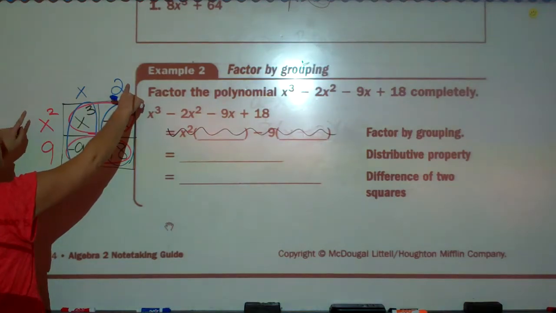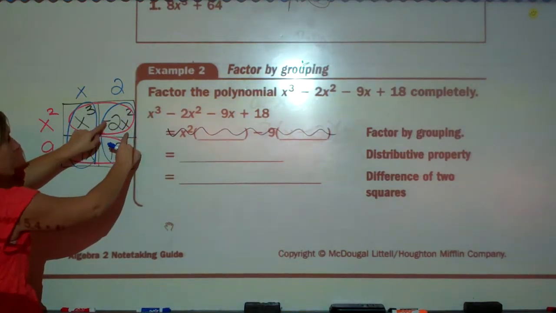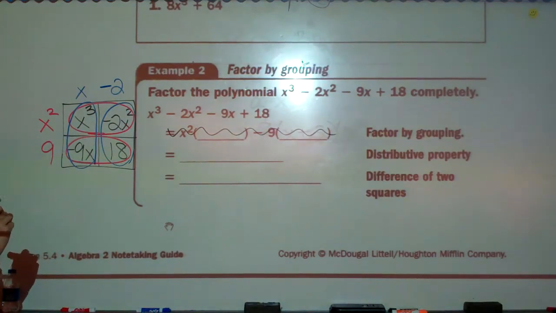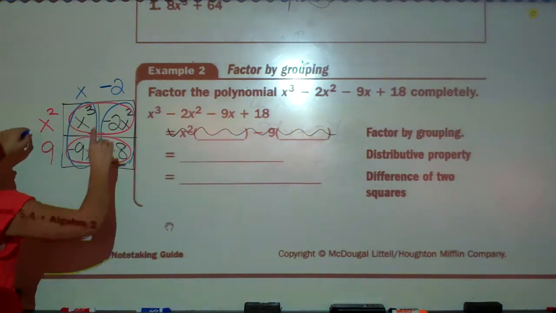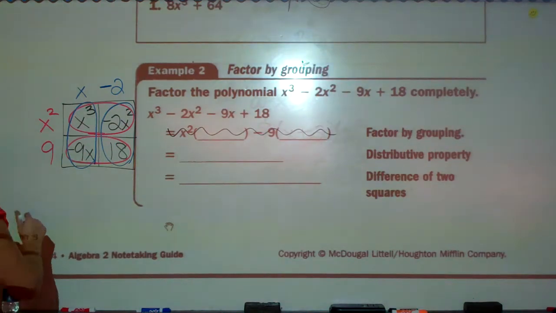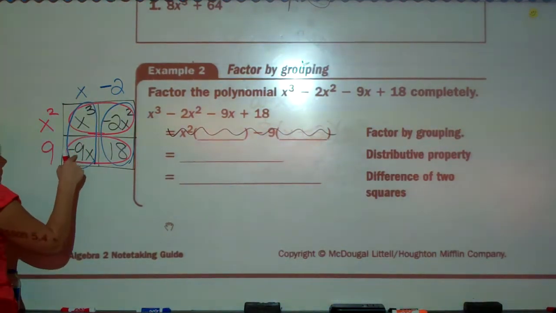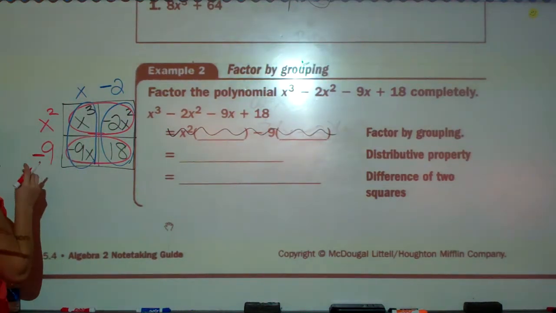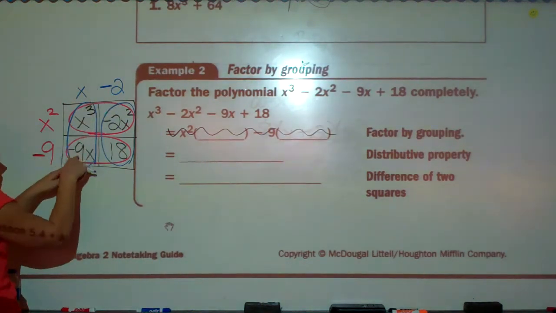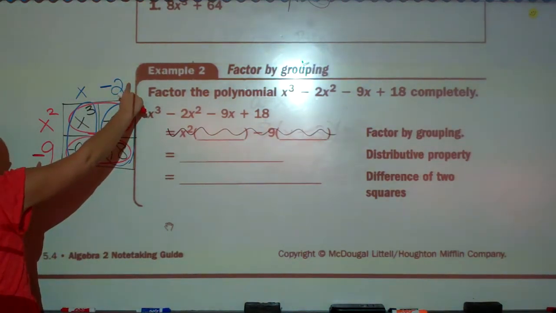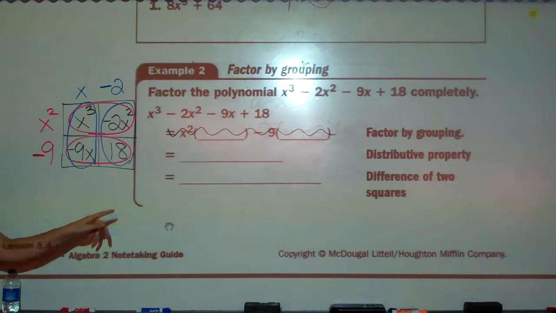2 times x squared is 2x squared. I want it to be a negative 2x squared, so I'm going to make that a minus 2 so that the signs match. Okay? X times 9 gives us 9x, but we want a negative 9x, so I'm going to change that to a minus 9 so that it'll make it negative. And that's okay, because a negative 2 times a negative 9 still works out to a positive 18.